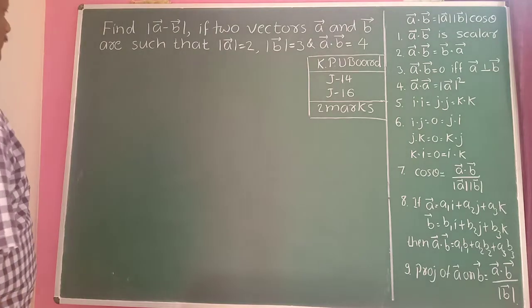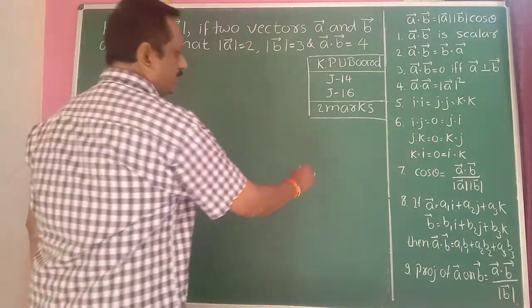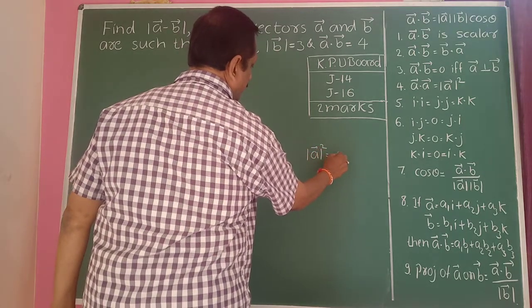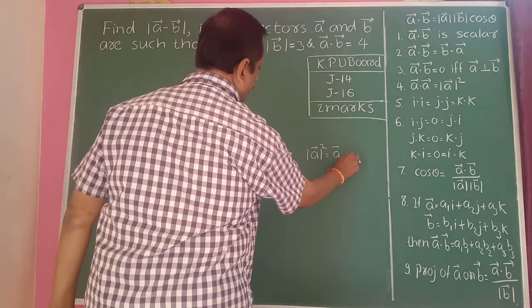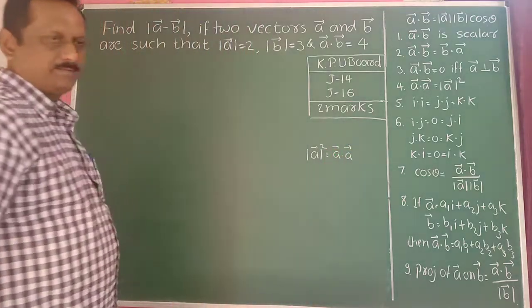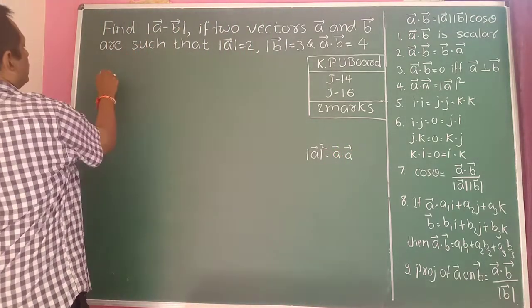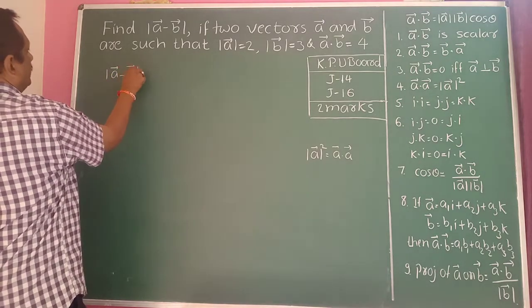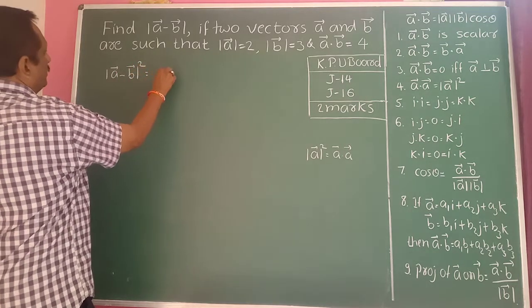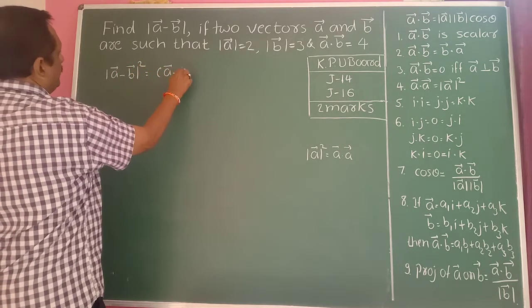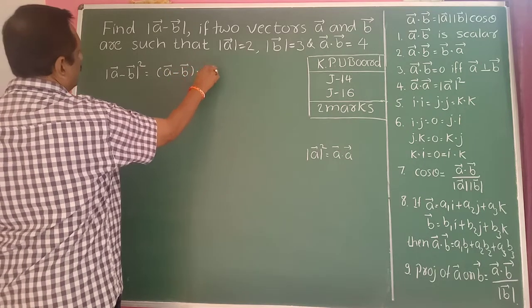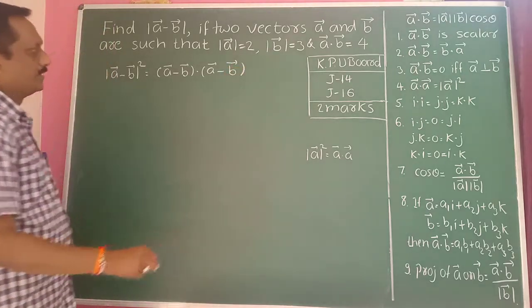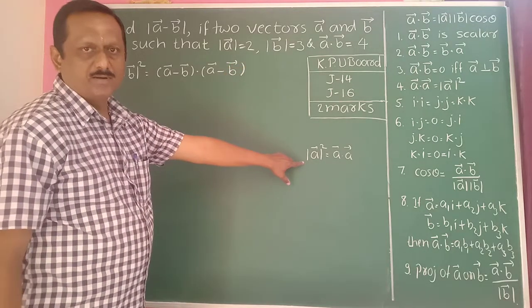It is a 2 marks question here. Very important example. So you know this formula, modulus of a bar square is equal to a bar dot a bar. So this is a property. In this case, the modulus of a bar minus b bar, its square is equal to a bar minus b bar dot a bar minus b bar. So you are using this property here.